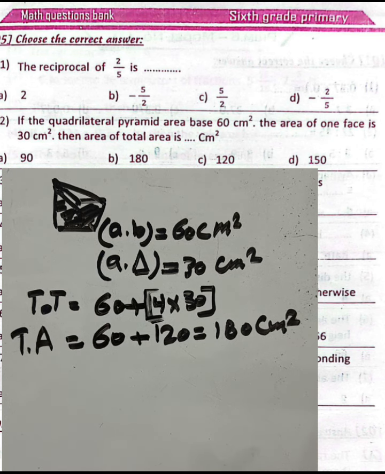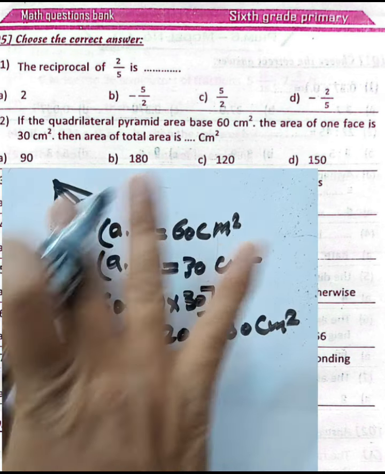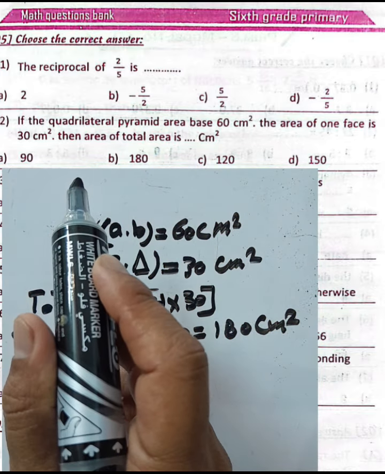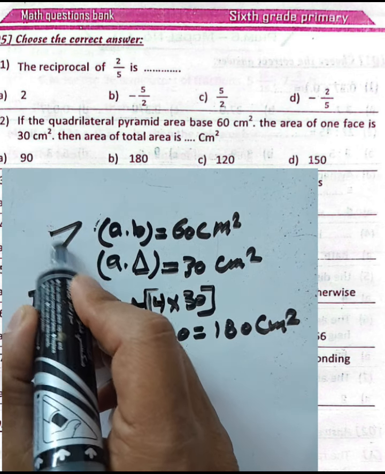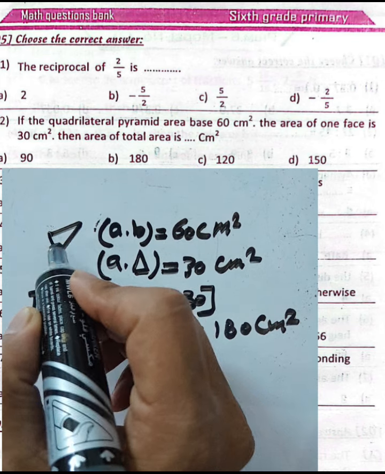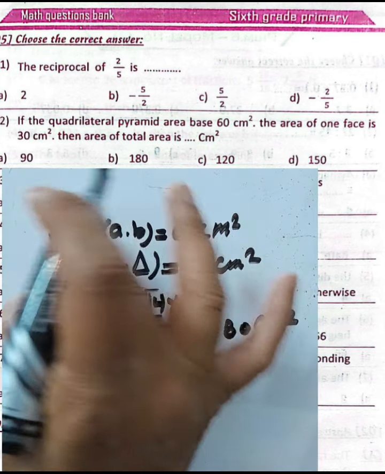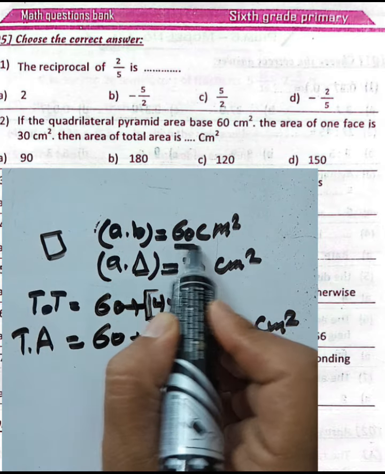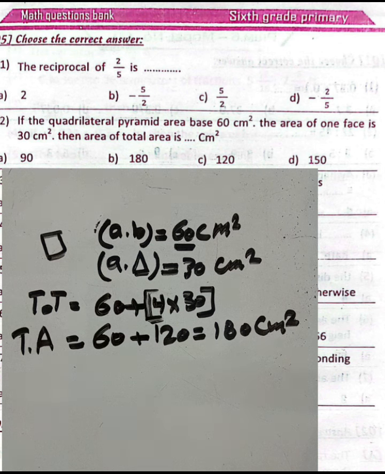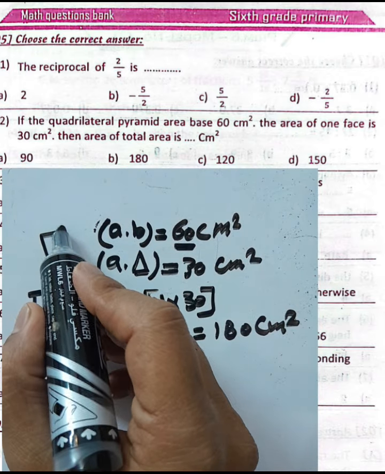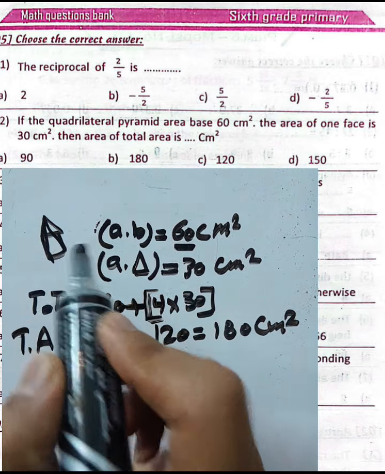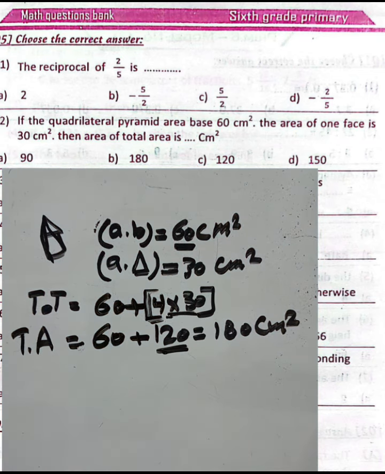He tells us this information about the square pyramid: the area of the base was 60 square centimeters, and the area of one face was 30. It means the area of the base here, the area of this square, the base was a square and each face was a triangle. 1, 2, 3, 4. 4 times the area of each one is 120, plus 60, it will be 180.